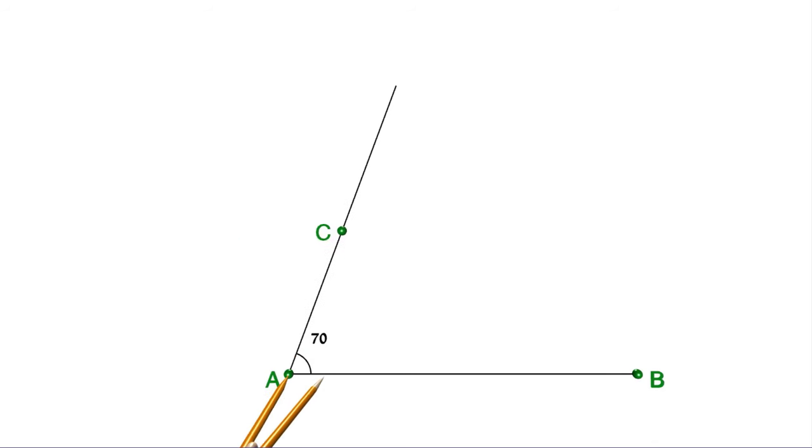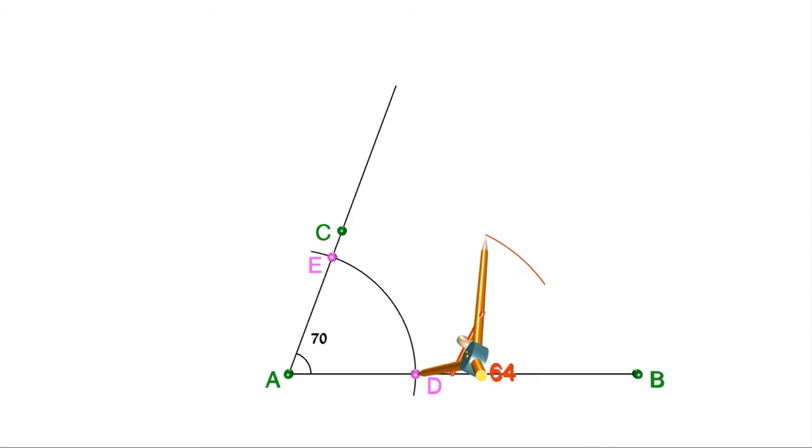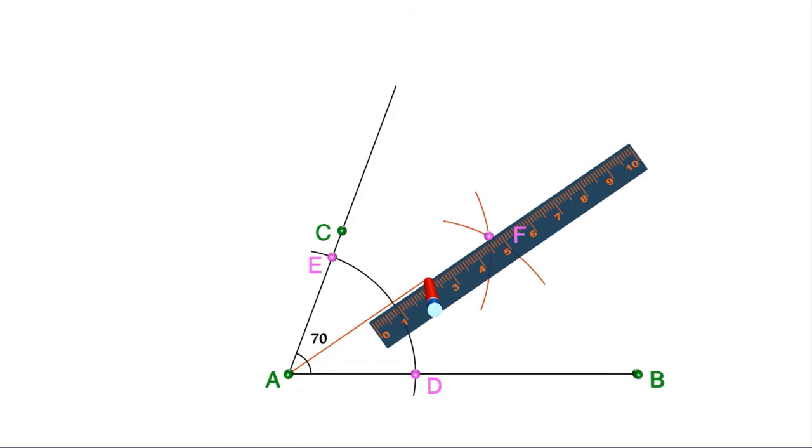This is 70 degrees. Now taking A as a center, draw an arc to cut the previous two lines at points D and E respectively. Remember, this radius can be taken conveniently. Taking D as a center, draw another arc with any radius, and with the same radius, draw another arc taking E as a center to cut the previous arc. Suppose both the arcs cut at a point F. So join the point A and F, and it can be extended beyond F.